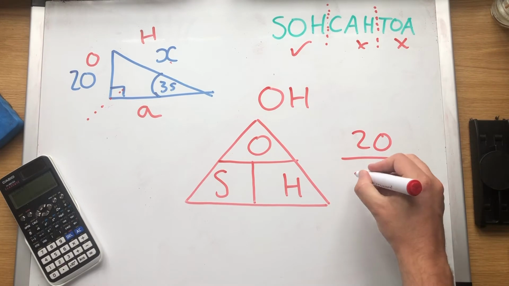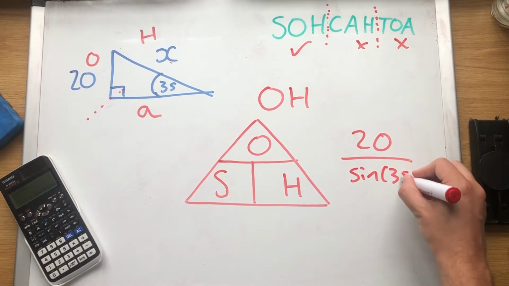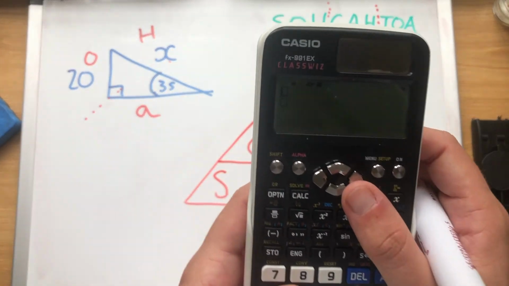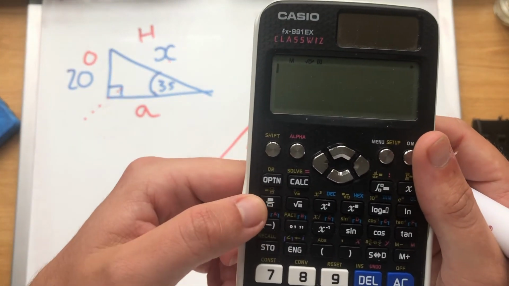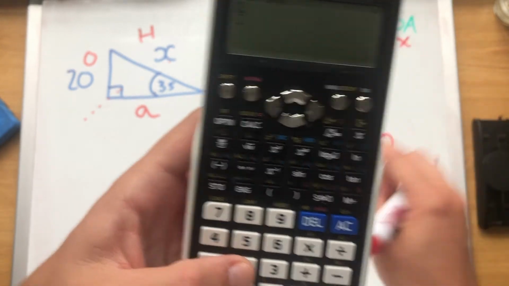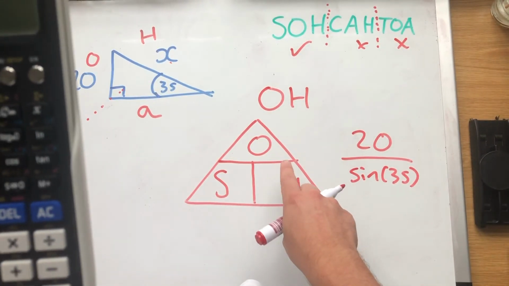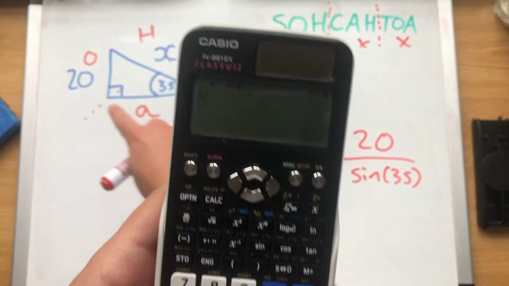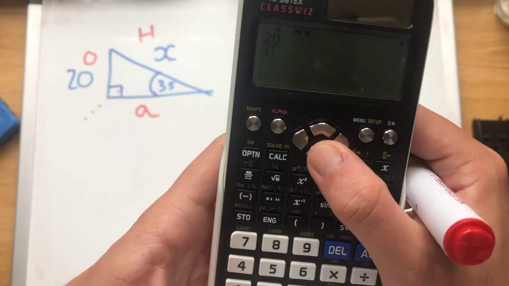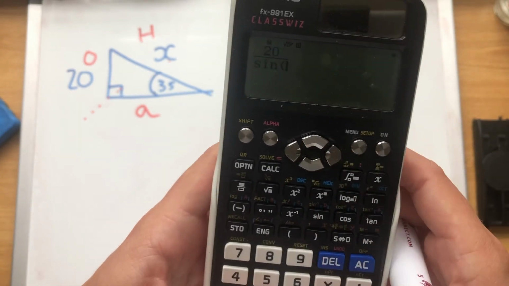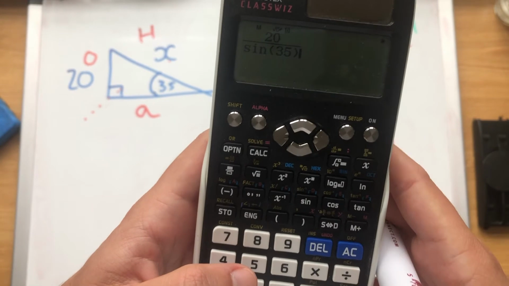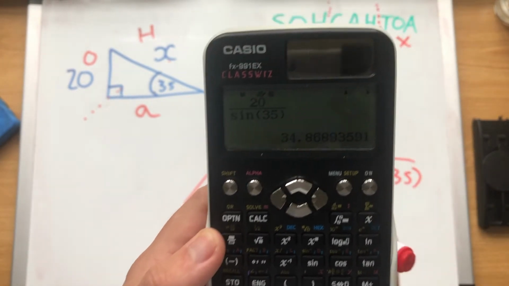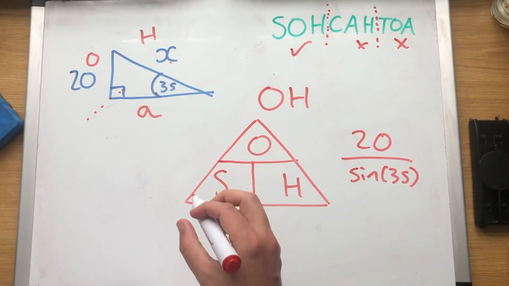So 20 divided by sine 35. And we can just type this into a calculator in one go. You can create a fraction. Everyone's calculator is going to be a bit different. Create a fraction and it's opposite over sine 35 because we're looking for h. So our opposite 20 divided by sine 35. And our answer is 34.869. And that's how we find the hypotenuse.